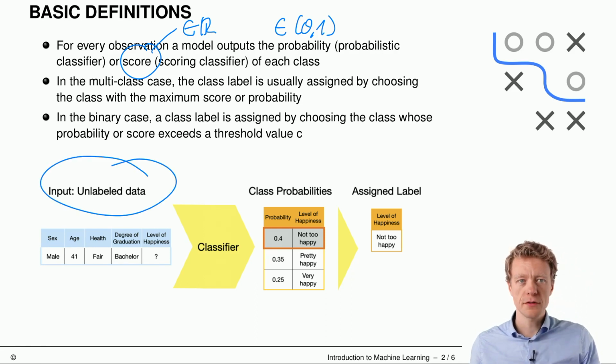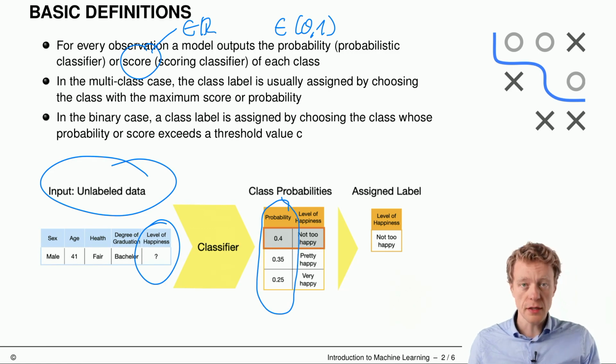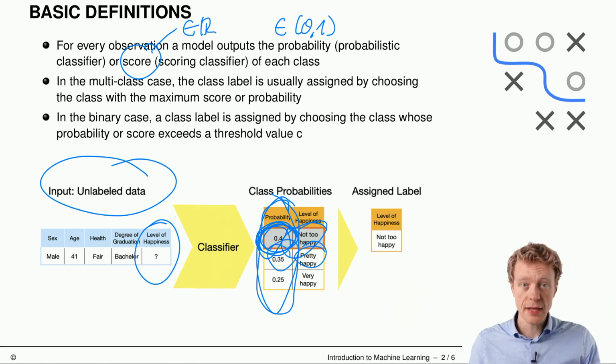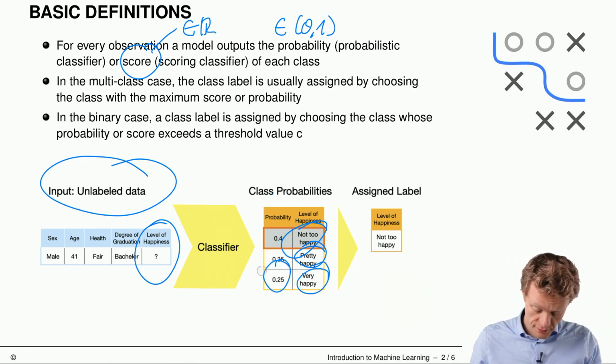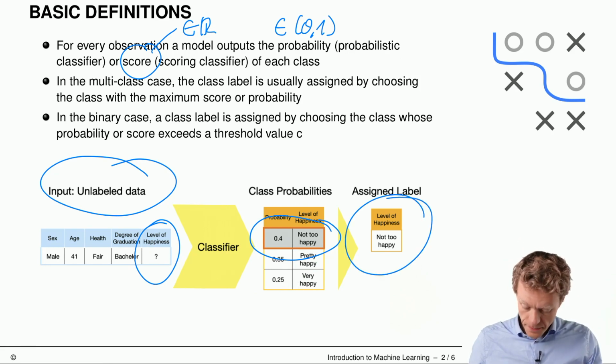Let's directly jump to the example here. We have a prediction for some unlabeled data. We do not know the level of happiness. The first output of the classifier will be such a probability or score vector. In this case, it's a probability vector, so these three numbers add up to 1. You can check the math, that works out. We have to decide for one of the three classes, and the most straightforward way is to just assign the class with the highest probability. We have a probability of 0.4 for not too happy, 0.35 for pretty happy, and 0.25 for very happy, which means not too happy seems to be the most likely class, even if it's only 40%, but it's still more likely than the others.